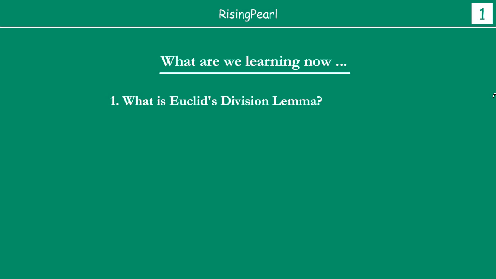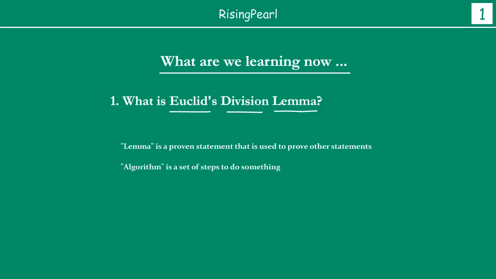So when we say Euclid's division lemma, well, we know Euclid is the name of the famous mathematician who is also referred to sometimes as the father of geometry. We understand division. What is this word lemma? When we say the word lemma, what does it mean? Lemma is a proven statement that is used to prove other statements. This is the actual definition of the word lemma. Lemma, proven statement that is used to prove other statements.